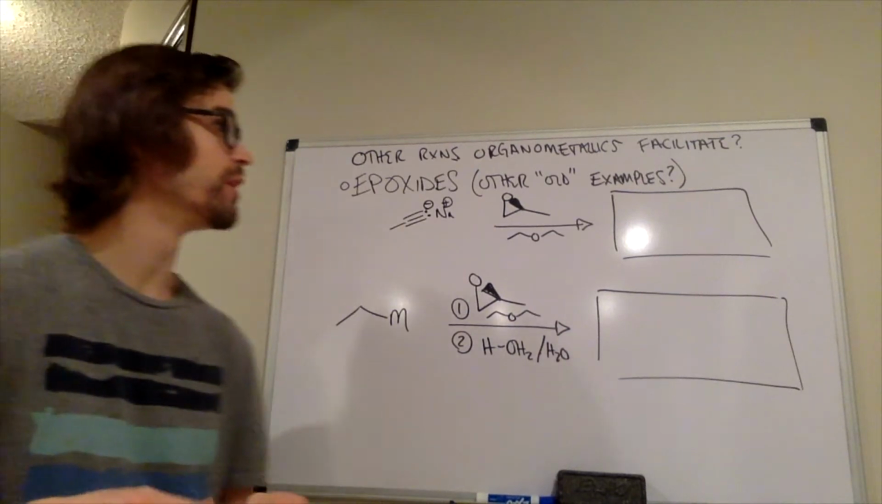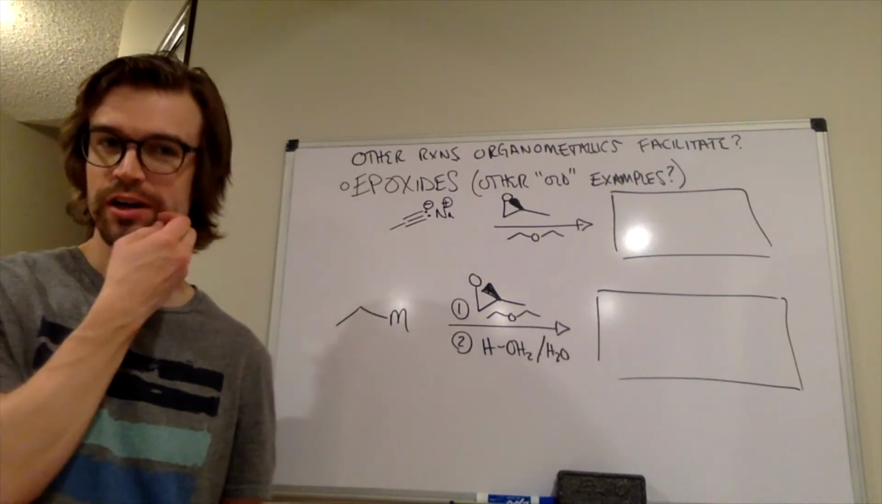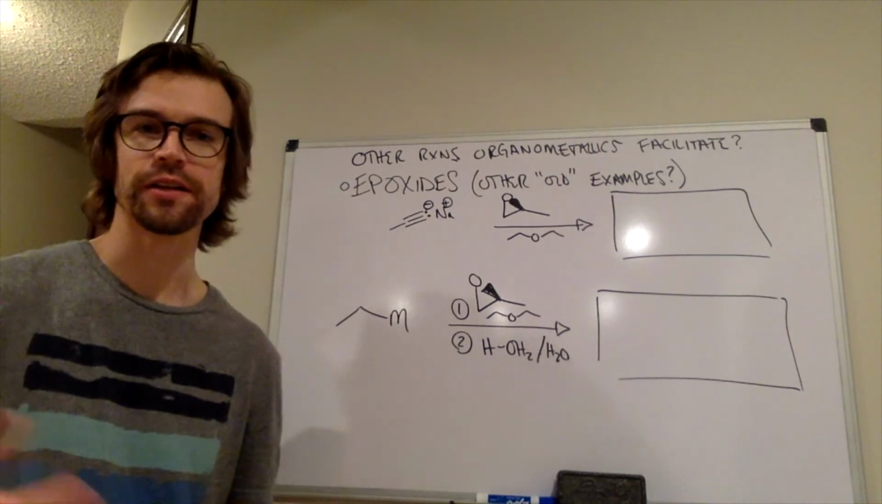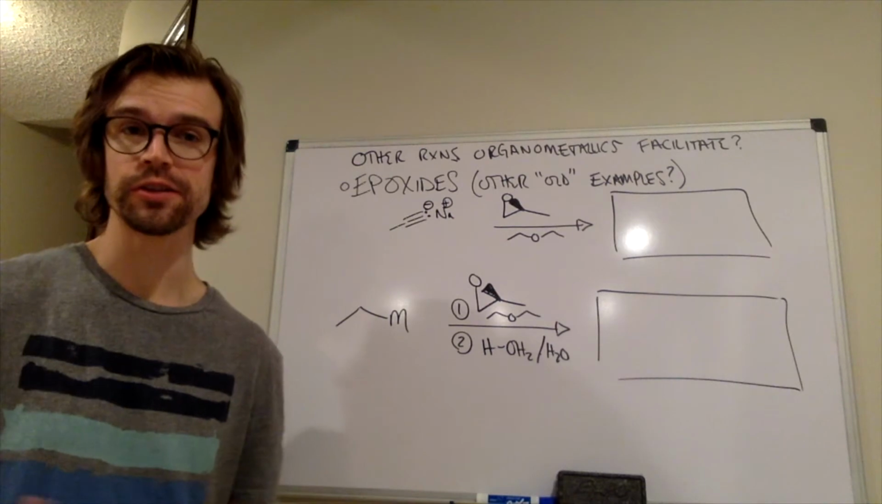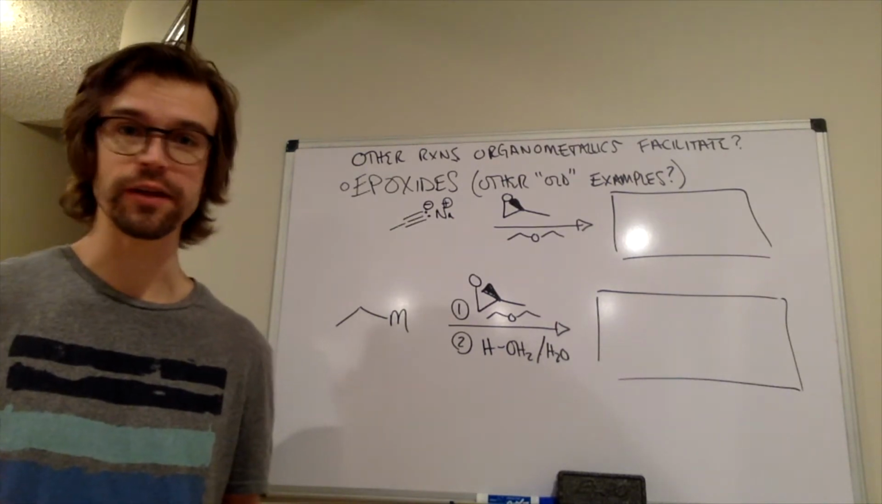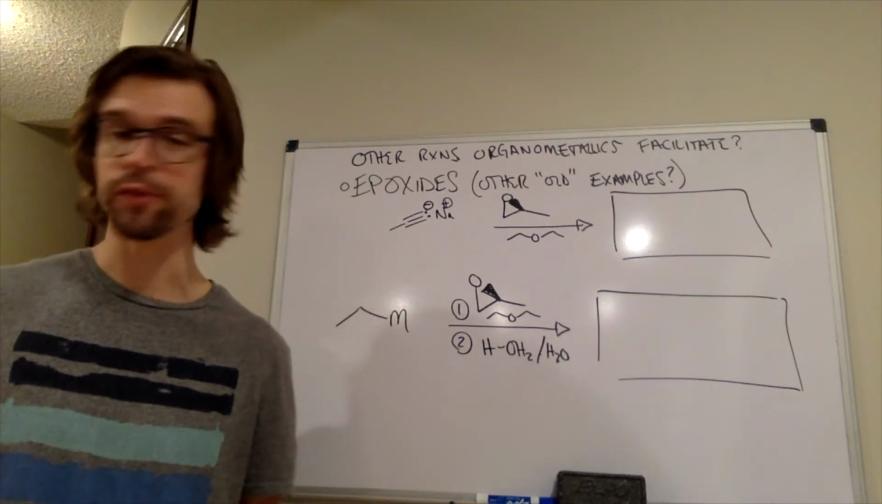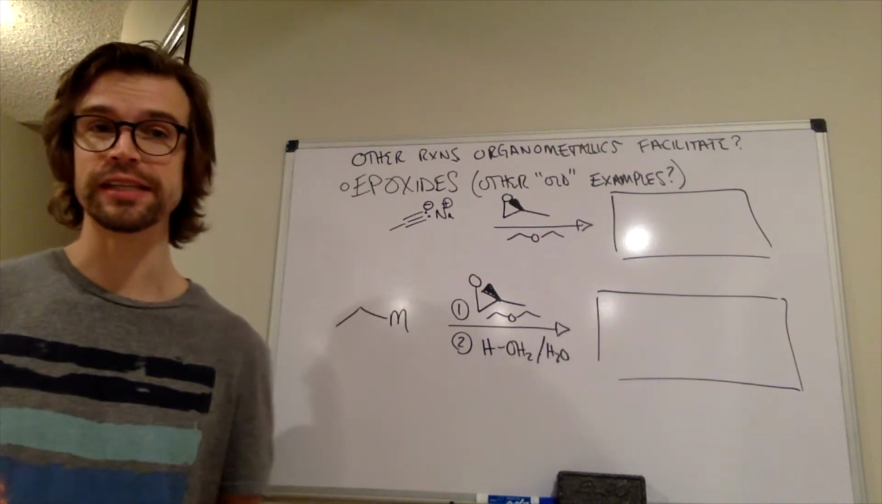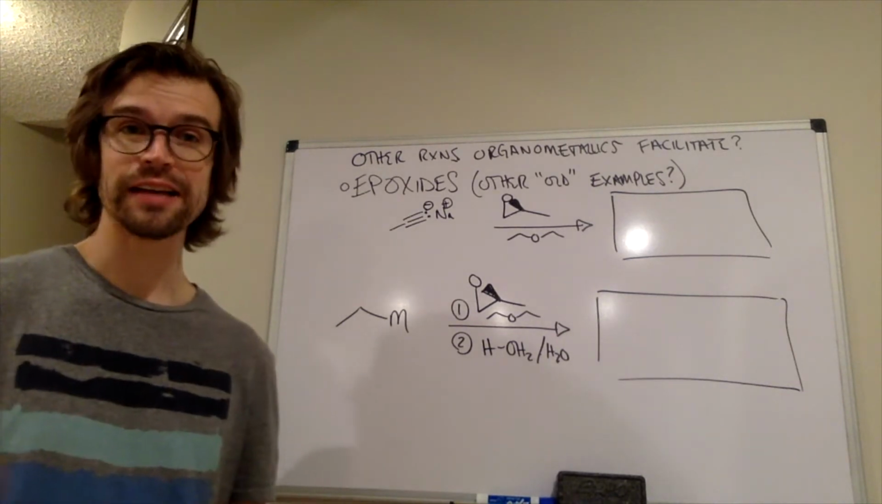All right, so organometallics. So far, we've only talked about them reacting with ketones and aldehydes, but they are really strong nucleophiles, so they should really react with anything that's electrophilic. So that brings up, well, what other electrophiles have we seen before? And one electrophile that we've seen is an epoxide.